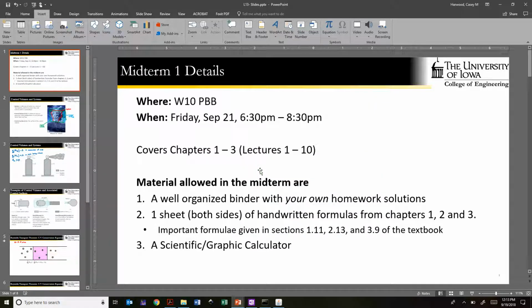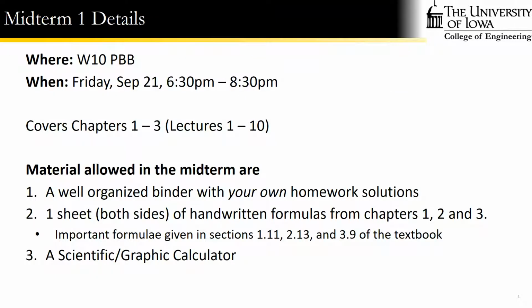Reminder, midterm info, again: Friday, it's going to be over in the Papa John building, W10. That's the big 380-something seat lecture hall. Materials you're allowed to bring. Remember, we're covering lectures 1 through 10. That's chapters 1 through 3. That goes from fluid properties up through Bernoulli. And come chat if you've got questions.